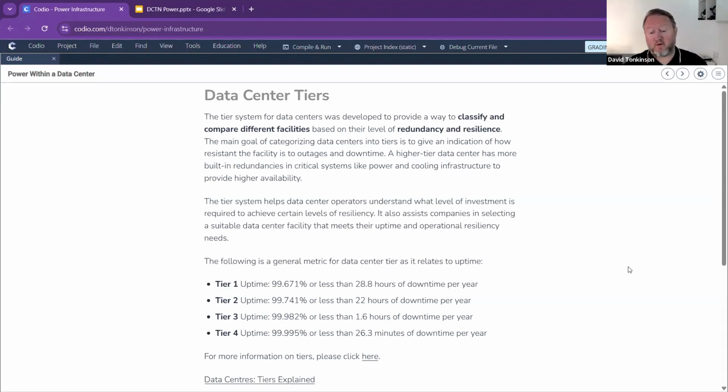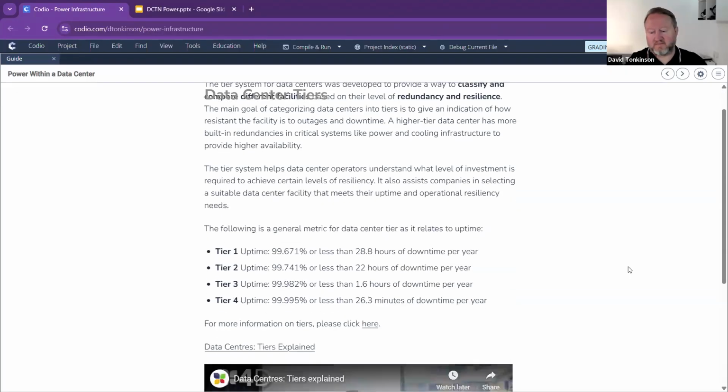Tier four, which is where we tend to aim for, and a lot of people will tell you about these things, is 99.995%. That's 26.3 minutes of downtime per year, which is slightly more acceptable for big businesses.